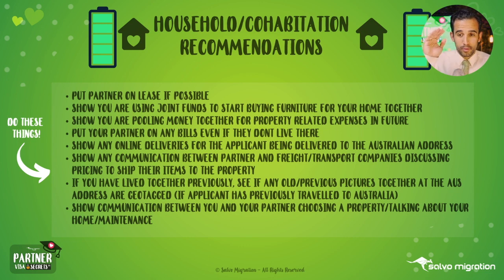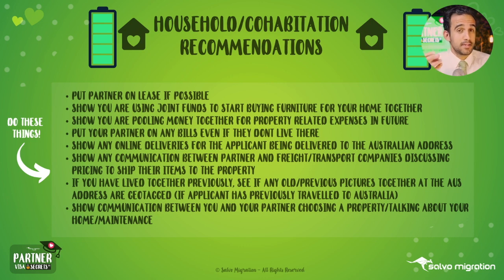Okay, so put them on the lease. Preferably, if you can't do that, at least get proof that they are there as an approved guest. Show you are using joint funds and you decided to buy furniture for your home together. So you're using the joint funds to pay for furniture, pay for rent, and that you're pooling money together to pay for property-related expenses in future.